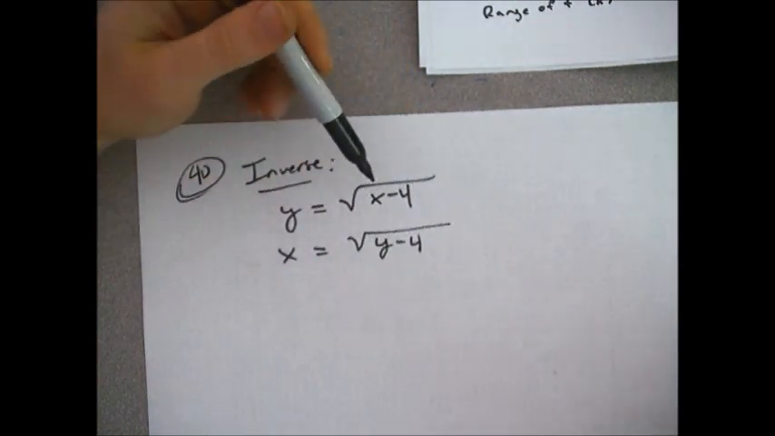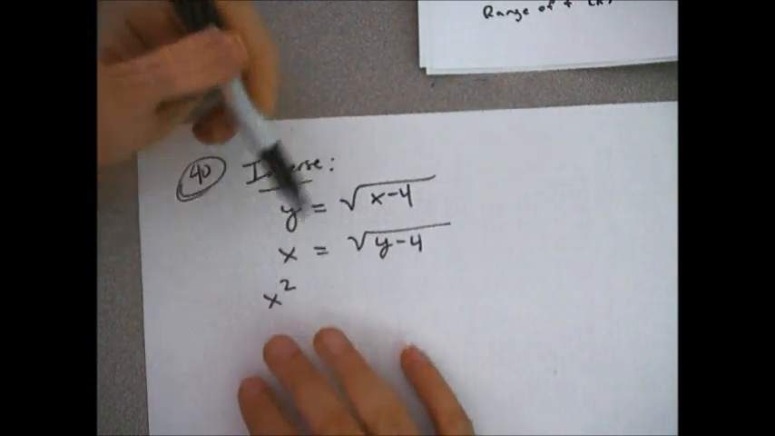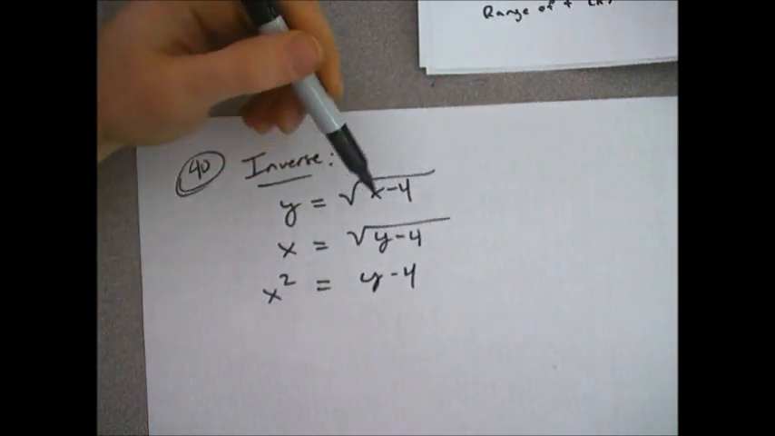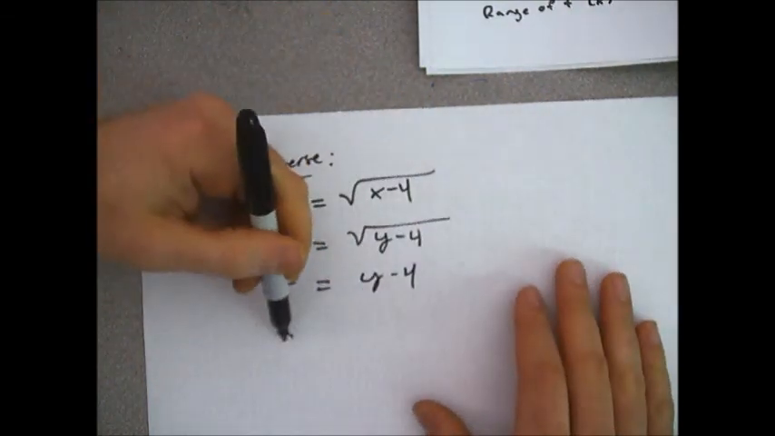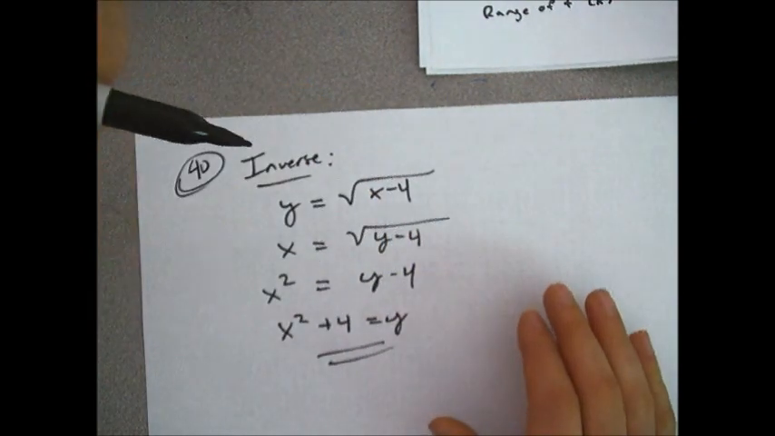How do I undo a square root? I do what to both sides? Square it. So x squared is equal to y minus 4. I want to solve it for y by doing what? Plus 4. X squared plus 4 is equal to y, and we're all done.